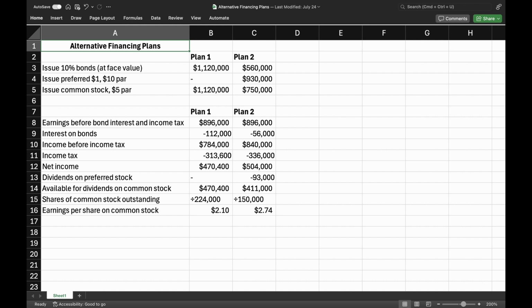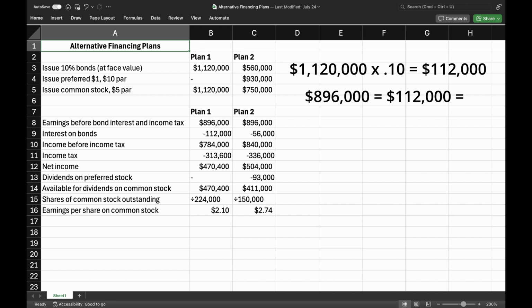Now we must determine the earnings per share of common stock, assuming that income before bond interest and income tax is $896,000. So, for Plan 1, we have $896,000 for the earnings before bond interest and income tax. Then we must find the interest on bonds by multiplying $1,120,000 by 10%, which comes out to $112,000. Next, we must subtract $112,000 from $896,000, which comes out to $784,000 for the income before income tax and after bond interest.